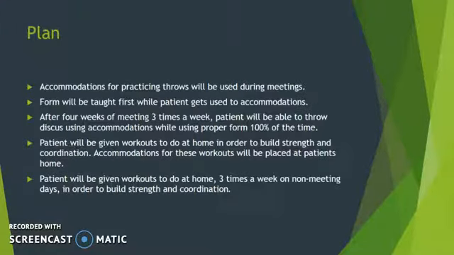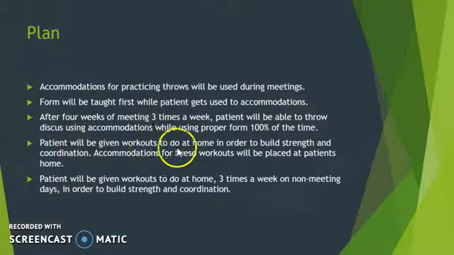So our plan moving forward, when knowing the subjective, objective, and the assessment, we have to make accommodations for him to throw. So we will meet 3 times a week and first focus on his form while he's at these meetings. So we have a plan for 4 weeks, meeting 3 times a week. As you can see, patient will be able to throw discus using accommodations while using proper form 100% of the time. Now, he also needs to start doing things on his own while we teach him form.